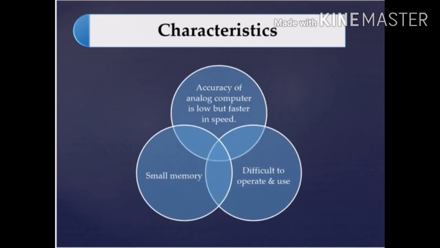Characteristics of analog computer. The accuracy of analog computers is low, but they are faster in speed as compared to digital computers. Analog computer is difficult to operate and use. These computers have a low memory.